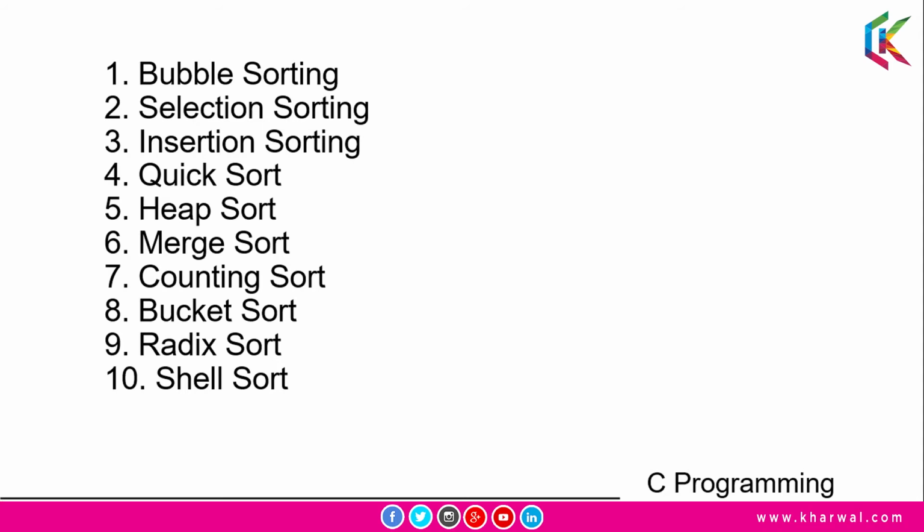So these are a few examples of sorting. The first one is bubble sort, the second one is selection sort, the third one is insertion sort, and the fourth one is quick sort, then heap sort, merge sort, counting sort, bucket sort, radix sort, and shell sort, and so on.